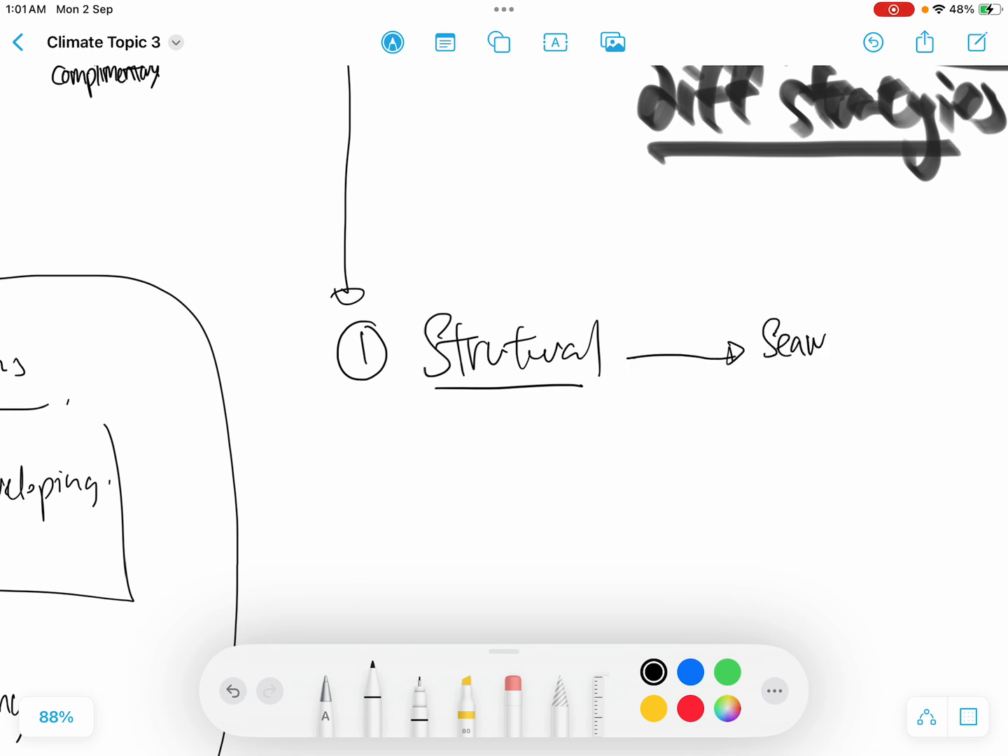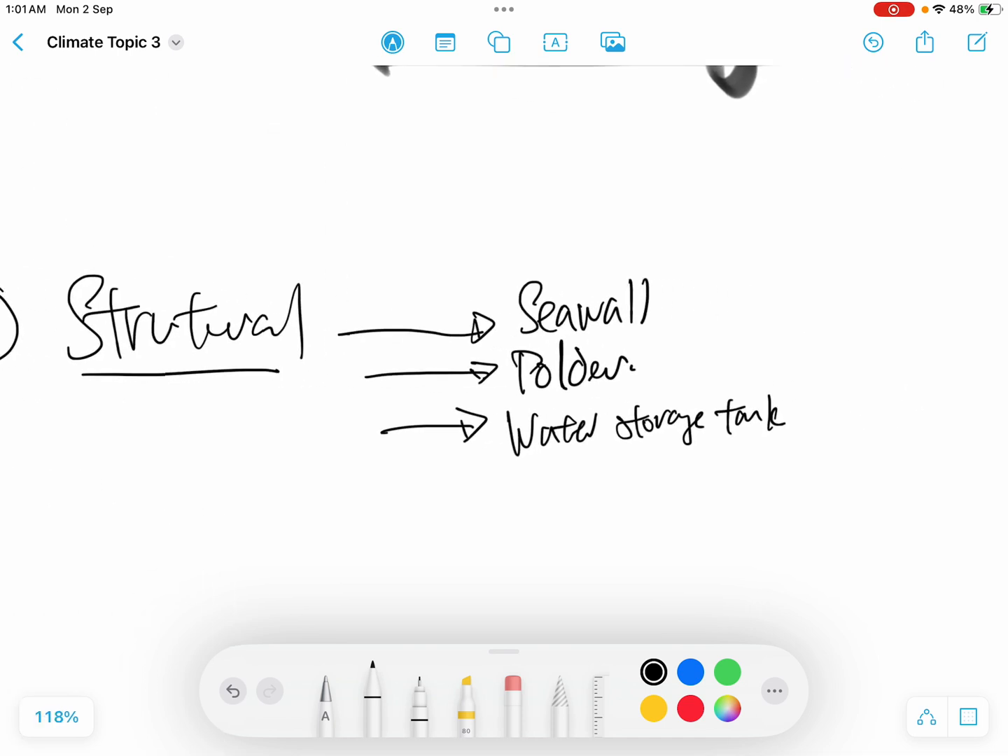There can be seawalls, there can be polders, there can be water storage tanks. This is all to combat the flooding and sea level rise. Singapore has been using it. At East Coast, there are seawalls. They are building another bay. For polders, Singapore is also using it, and the Netherlands is using it as well. And last but not least, water storage. We do have that. The Stamford detention tank in Singapore allows excess water to flow in.